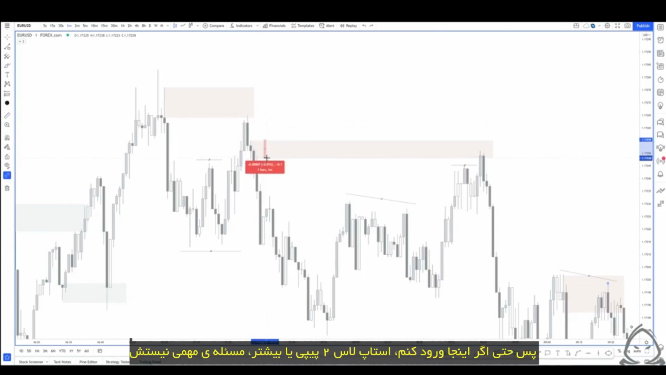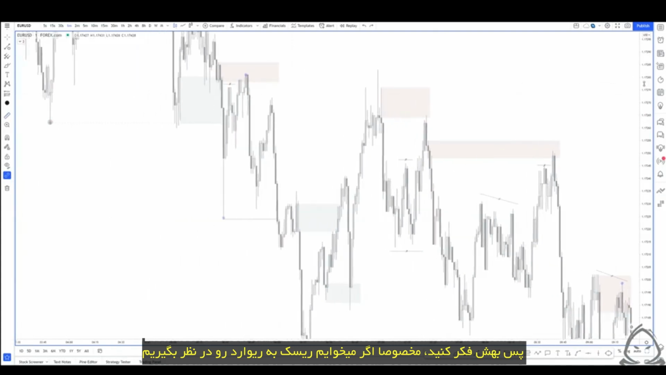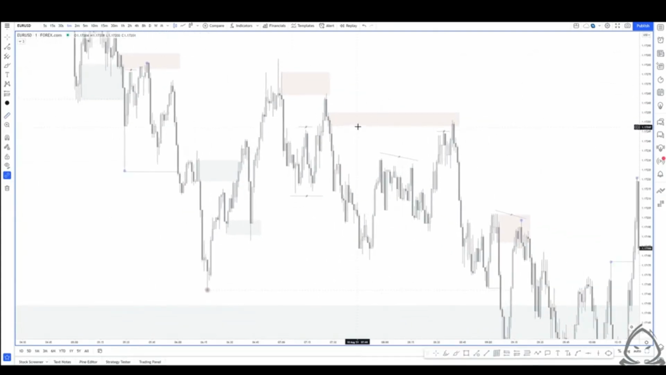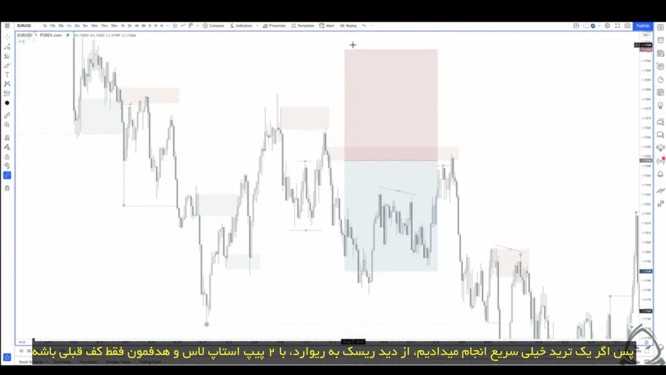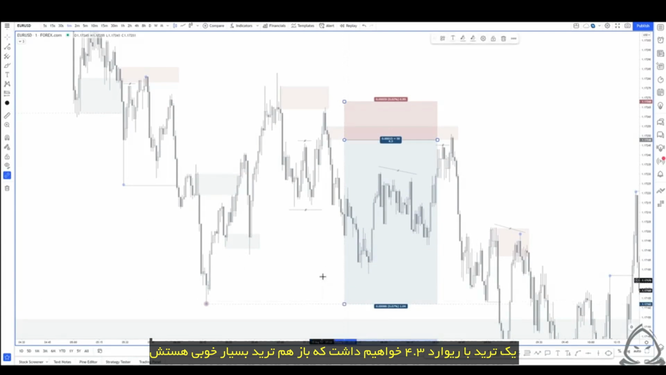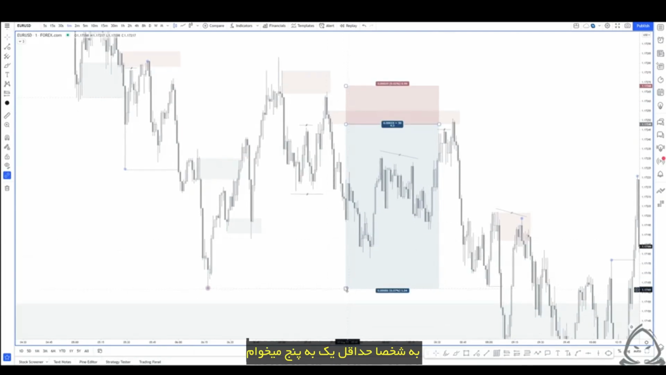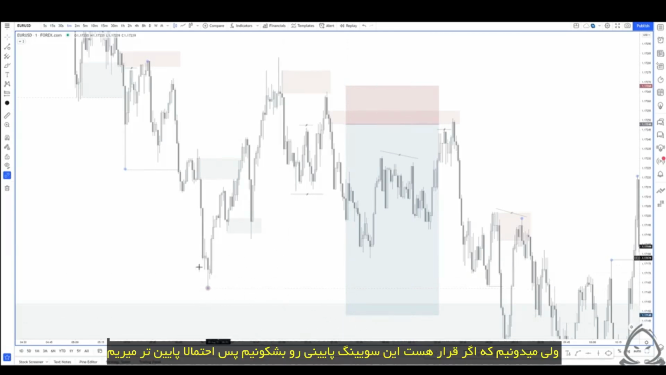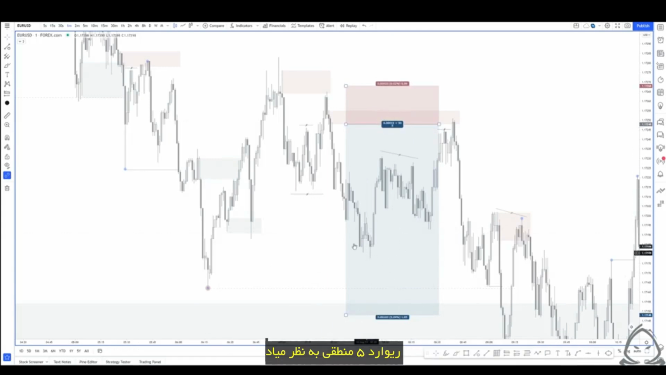So even if I have my entry down here, a 2 pip stop loss or larger is not going to be a big deal. Something to keep in mind, especially if we weigh up the risk to reward. If we frame up a really quick trade from a risk to reward perspective with a 2 pip stop loss, even just targeting the lows, we have about a 1 to 4.3, which is still a great trade. Personally, I like 1 to 5s at minimum, but we know that if we're going to break this swing low, chances are we're going to run below it. So a 5R would make sense.